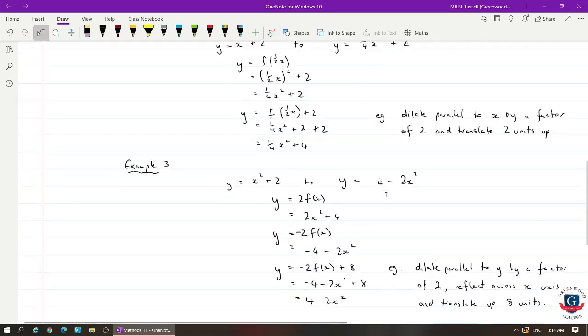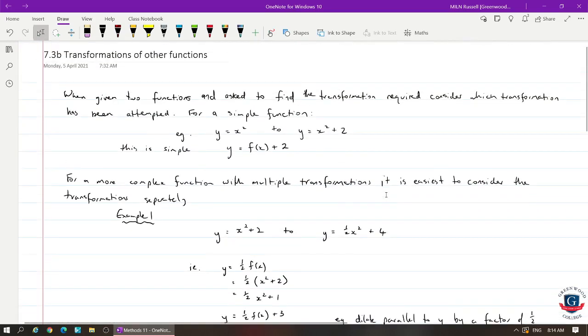And there is a simple-ish description of transforming other functions.